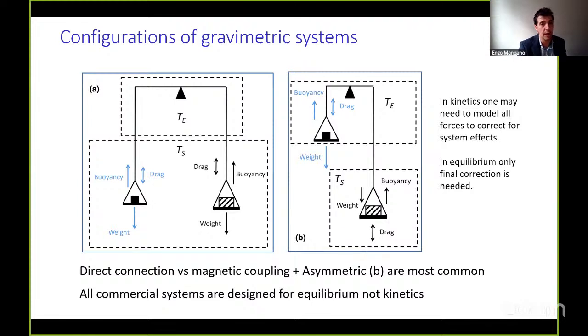For the equilibrium measurements, for which these systems are normally designed, most of them are commercial systems designed for equilibrium, not for kinetics. The final correction for buoyancy is important, but for kinetics, sometimes you also need to take into account and model the forces that apply during the transient uptake.